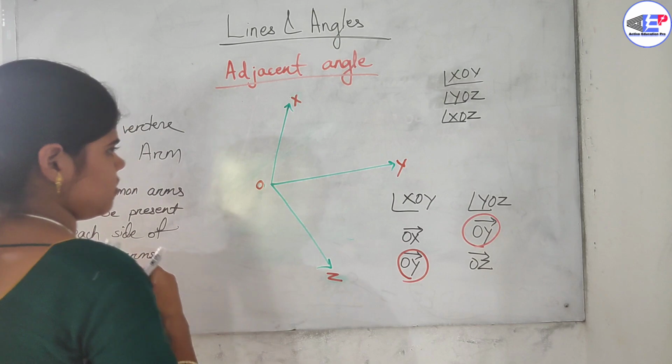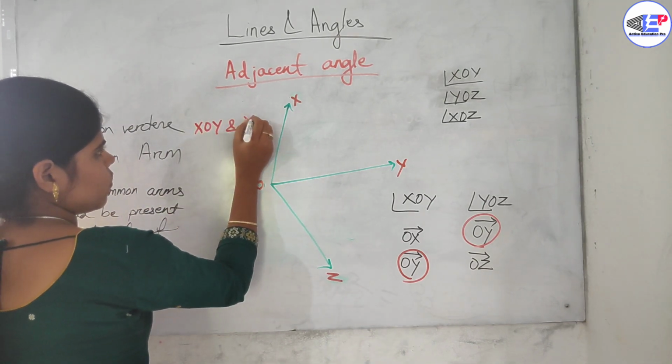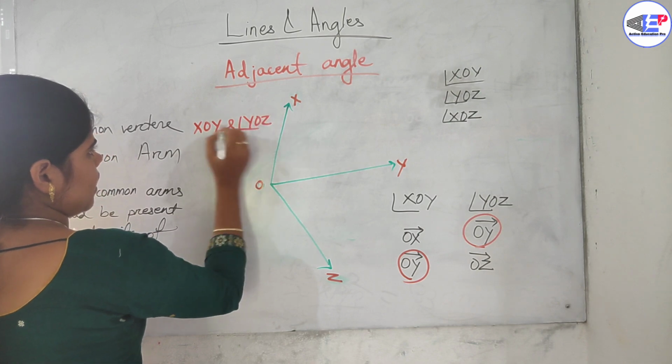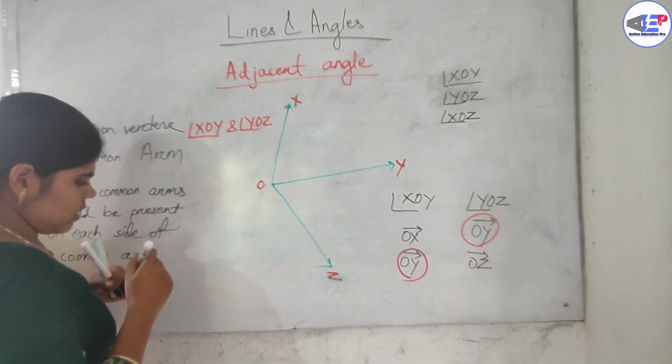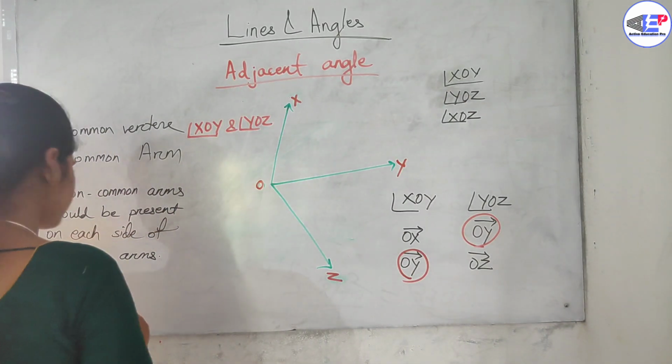You can write here that XOY and YOZ are adjacent angles. Then next, compare between these two angles, YOZ and XOZ.